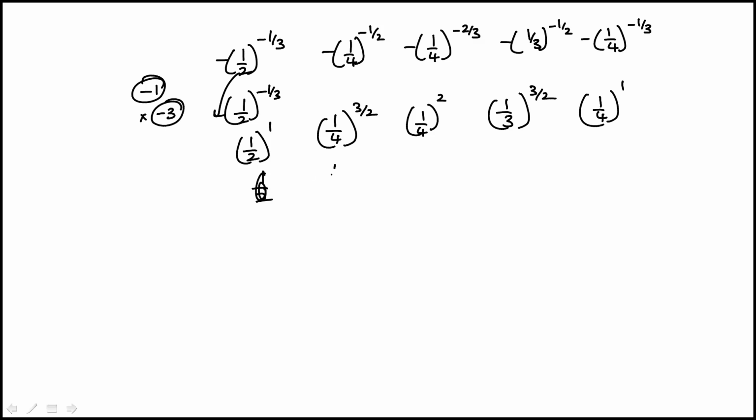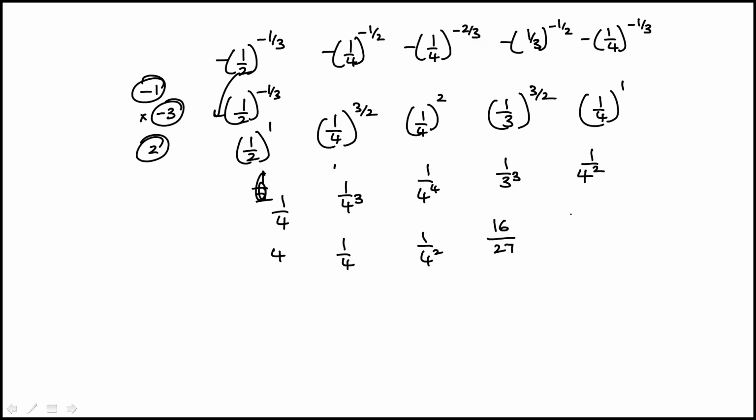And the next thing I'm going to actually do is to again raise it to the power or square each one. So that's 1/4. This will be 1/4 cube. And then this is 1/4 to the 4th. This will be 1/3 cube. And then this would be 1/16 or 1/4 square. Now, if I multiply each one of these by 4 square, this will be 4, 1/4, 1/4 square, and then 16/27, and this is 1.